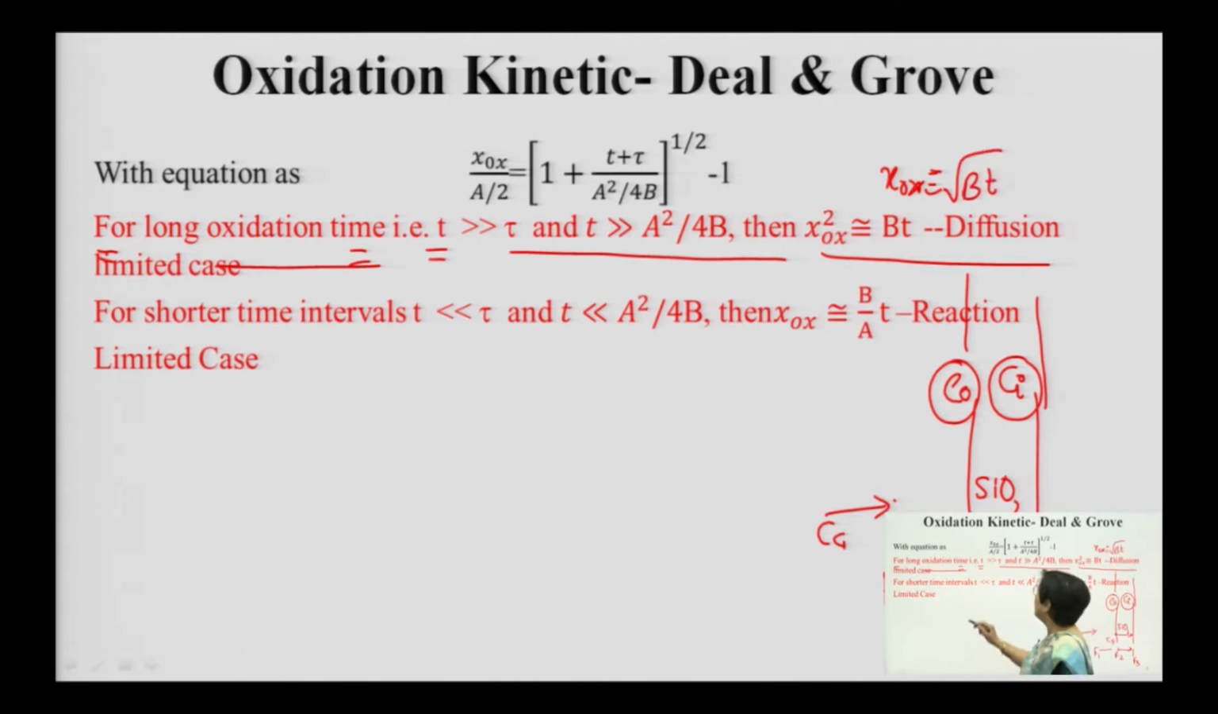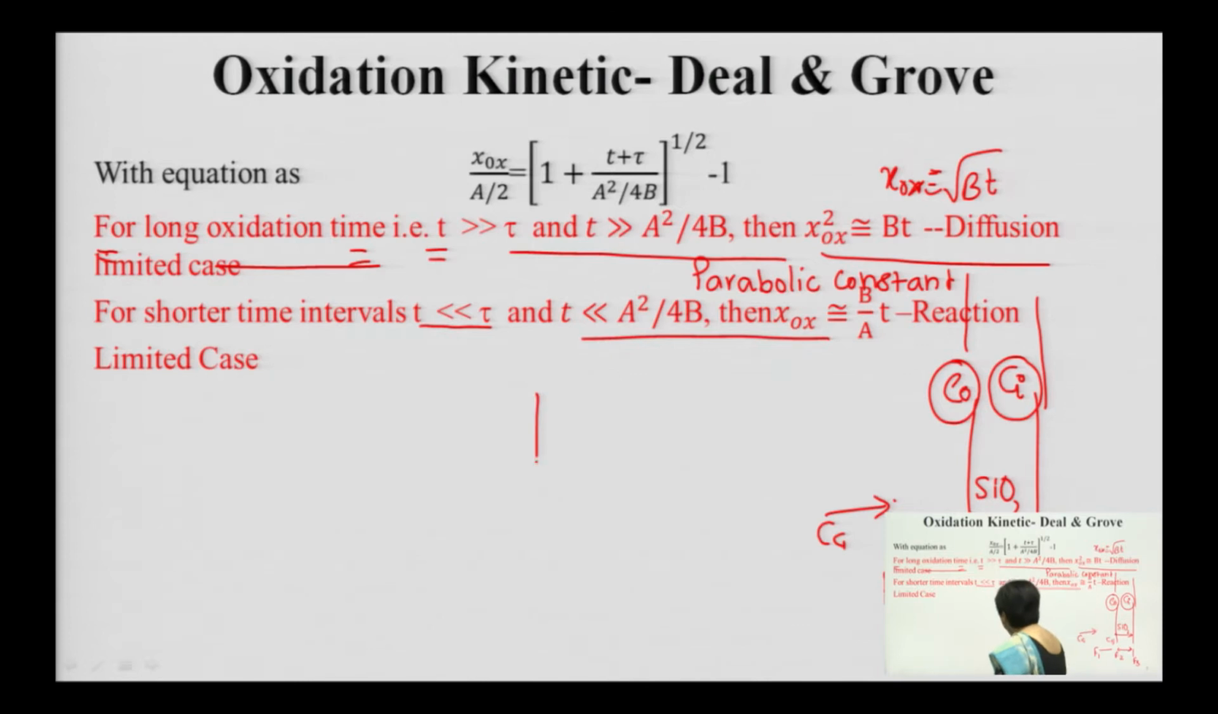Whereas when I am having very short intervals, and this I call as A, and when I am having this particular diffusion, I call B the parabolic constant. Now, similarly, I got to know that when t is changing, initially the rate is linear and then it becomes parabolic. This is the assumption: this is under root Bt and this is B by A.